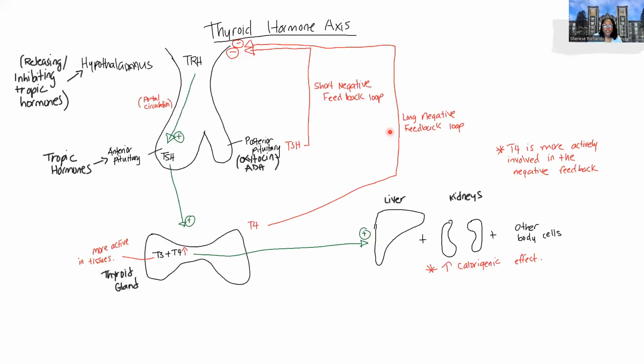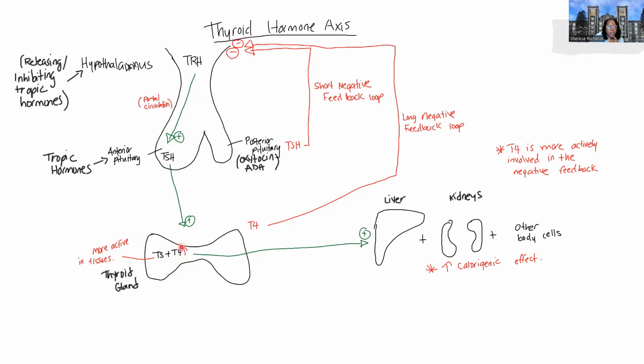Let's look at an example here of the thyroid hormone axis and just reiterate the different hormones here. So we have TRH, which is thyroid releasing hormone. That is going to stimulate the anterior pituitary gland, again, by way of that portal circulation, to release TSH, which is thyroid stimulating hormone. And TSH is going to stimulate the thyroid gland to make T3 and T4.